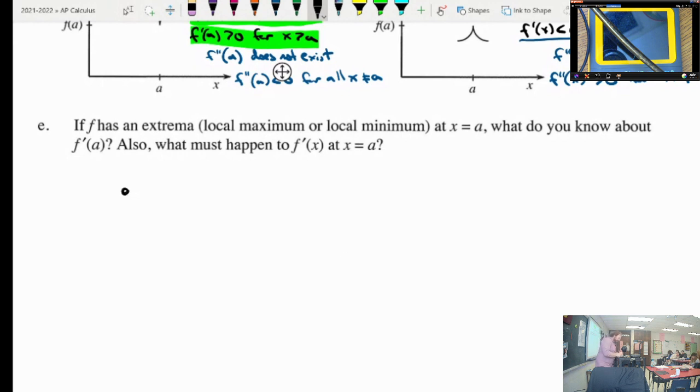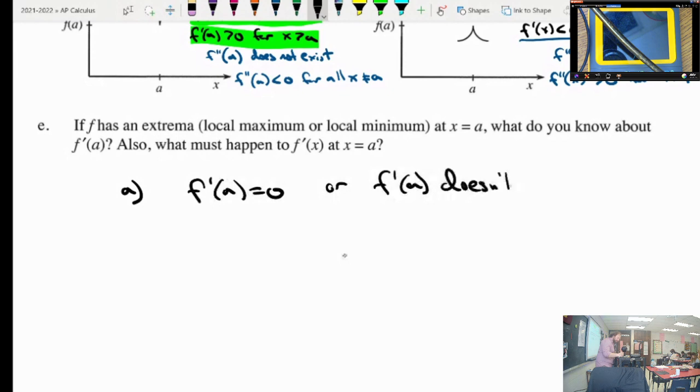The first part, part A. If there is an extrema, meaning a minimum or a maximum, then one of two things must be true. Either f prime of a equals 0, or f prime of a doesn't exist. This is how we can use calculus to find out things about functions without just graphing it and looking at it. There are other ways to get around this.